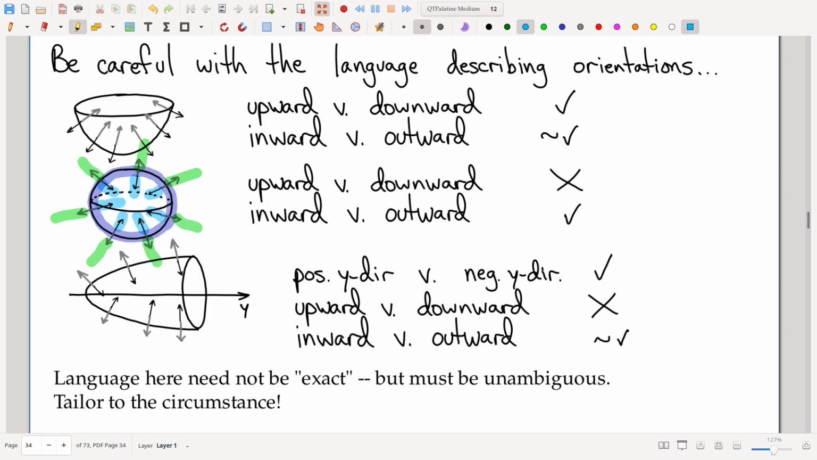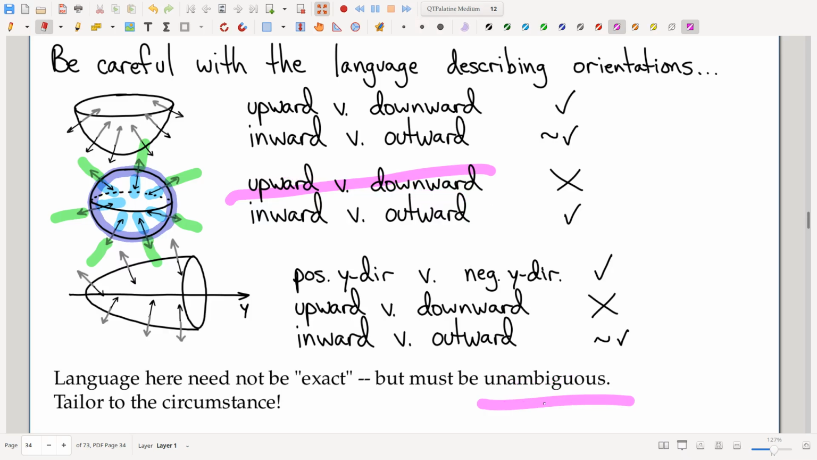And what language would we use to distinguish between these? Well, don't say upward versus downward. Both of those orientations have some vectors that are somewhat upward, and both of those orientations have some vectors that are somewhat downward. So the upward and downward language is absolutely wildly unacceptable for that surface. It doesn't do the job. It's not unambiguous.